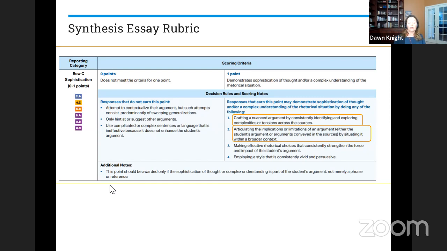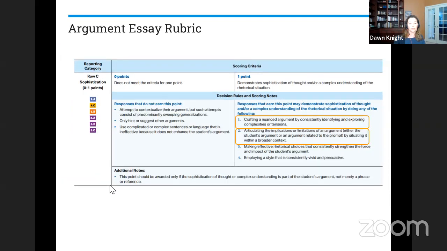Okay, so overall, what we did today was look at the more nuanced argument by looking at those complexities and tensions, by getting into the gray areas of an issue. We also looked at implications and limitations of an argument, and how that puts us in a broader context and again gets us into that more sophisticated element of the rubric. And the argument rubric again is the same, except it doesn't have the sources.